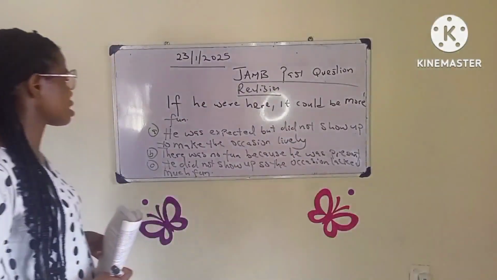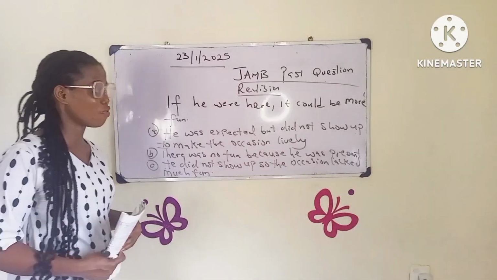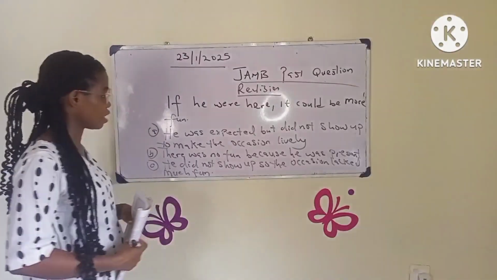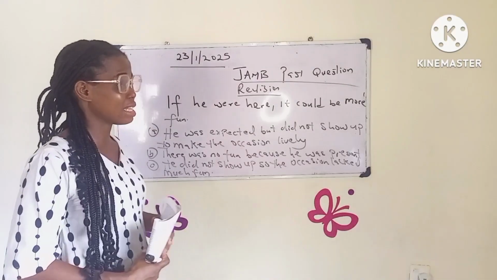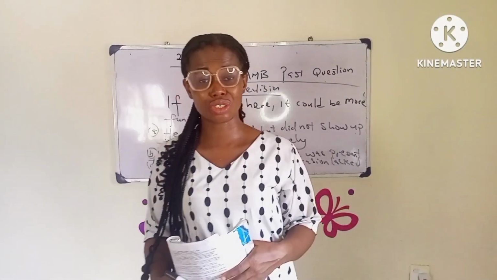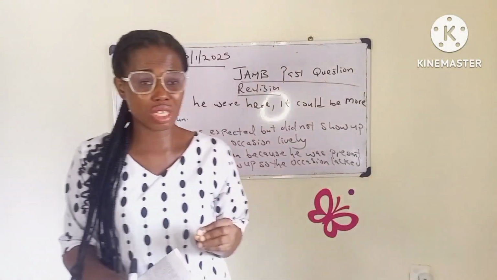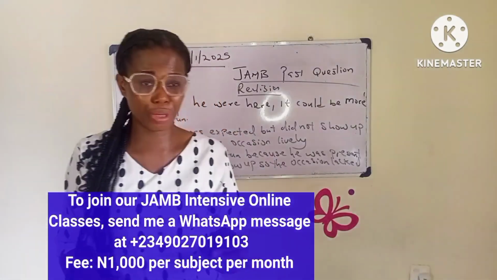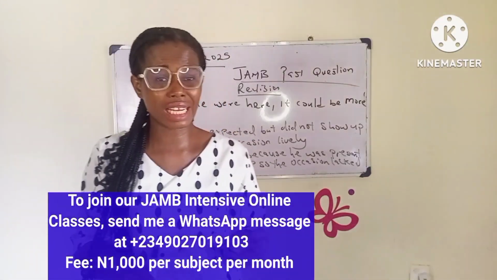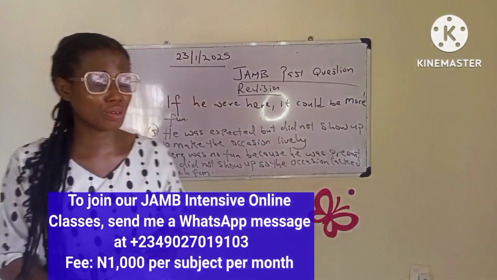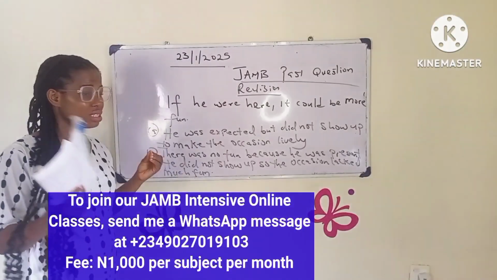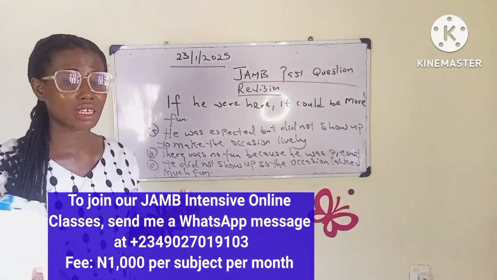Now let's look at this: "If we were here, it could be more fun." Like I said, this sentence is on the second conditional, a hypothetical situation. Second conditional sentences talk about improbable situations, things that did not happen, things that are unlikely to happen, things that are hypothetical.